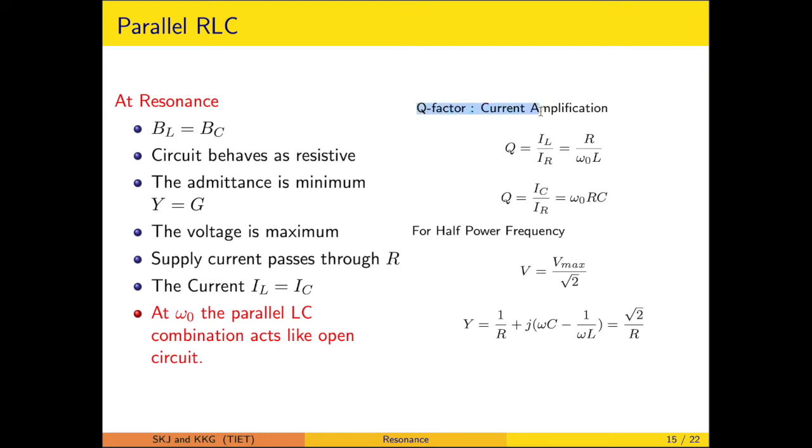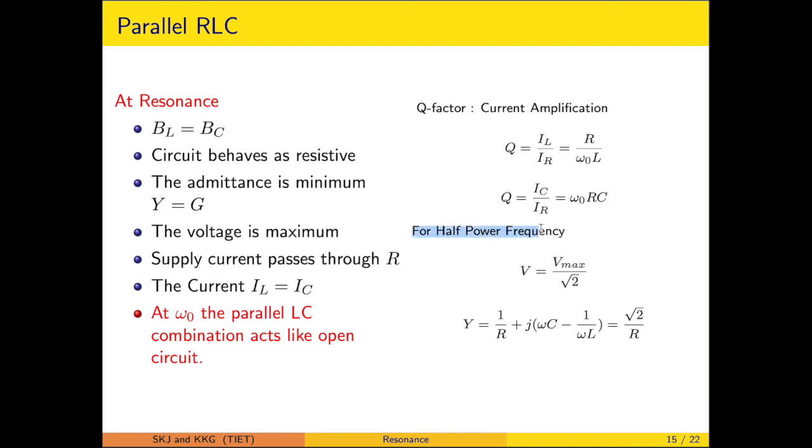The Q factor, as we have defined previously as voltage amplification, is here defined as the current amplification factor. So Q is equal to IL upon IR, that particular is substituted likewise, R upon omega 0 L. Similarly, you can define the Q factor as IC upon IR, so that particular is giving rise to omega 0 RC. So here the Q factors are coming out to have a reciprocal relationship, whereas the resonant frequency has the same expression, omega 0 is equal to 1 upon root LC.